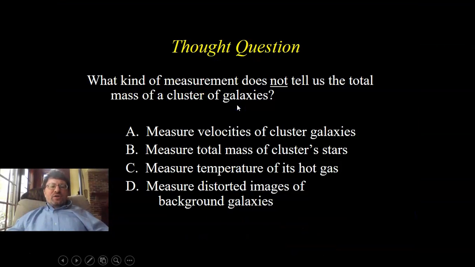So here's a thought question for you. Which of these measurements does not tell us the total mass of a cluster of galaxies? A, if you measure the velocity of cluster galaxies. B, you measure the total mass of the cluster's stars. C, you measure the temperature of its hot gas. D, you measure the distorted images of background galaxies.